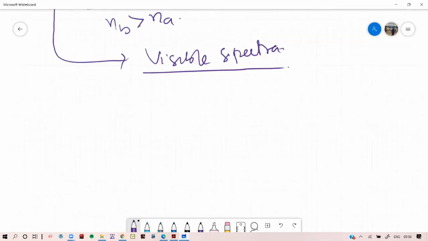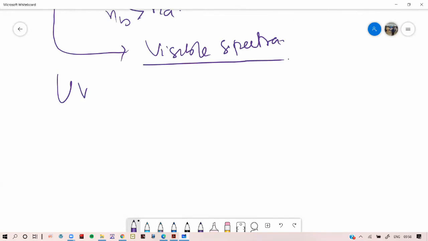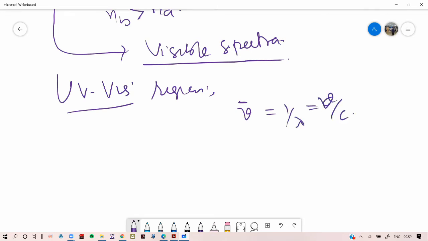Now, in case of UV visible regions, frequencies are usually represented by converting into wave numbers. A wave number nu bar is the reciprocal of wavelength, which is nu by c. C by nu is lambda, actually, so 1 by lambda is nu by c.